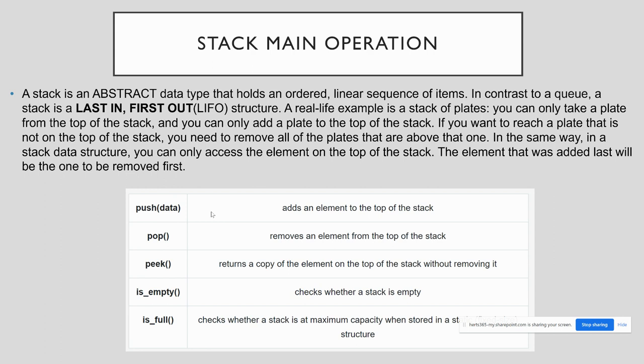So the stack main operations are push, which is when we push the data or the elements into the stack. Pop is basically to remove the element from the top of the stack. Like I said, top of the stack, so last in, first out. Peek returns a copy of the element on the top of the stack without removing it. Also we have is empty, which checks whether a stack is empty. Basically this function just checks if the stack is empty or not. And if the stack is full, then we say is full, which checks whether the stack is at maximum capacity, so you are unable to add more into it.